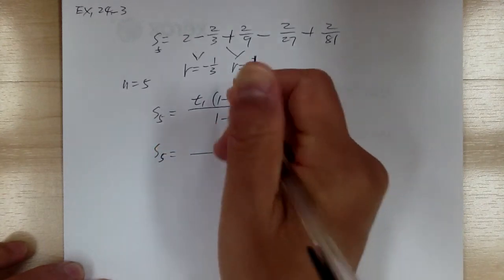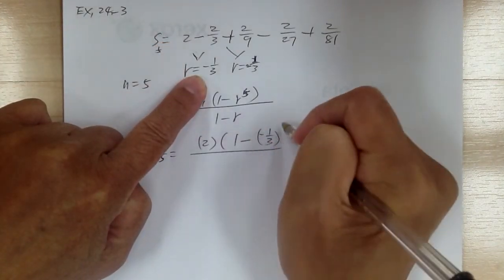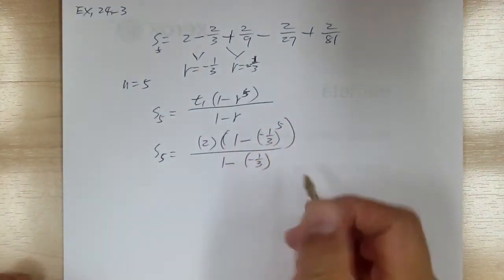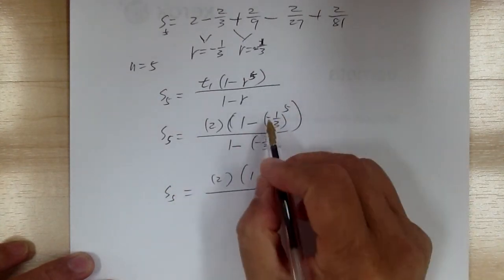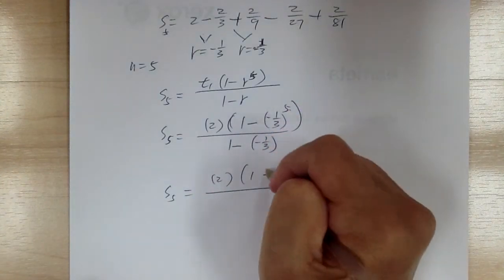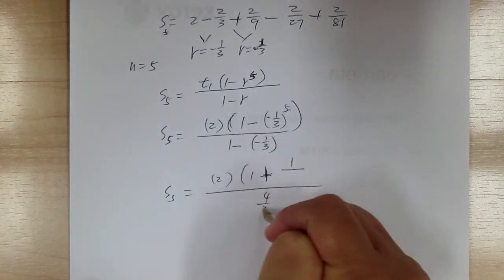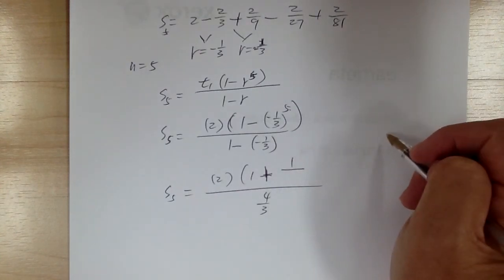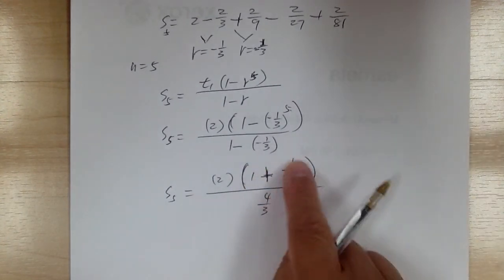So S5 equal to T1, the first term, which is 2, times 1 minus negative 1/3 to the 5th power, over 1 minus negative 1/3. So S5 will equal 2 times 1 minus, now negative to the 5th power is going to be negative, and 1 minus gives you plus. So it'll be 1 over, and this one you're going to add, so it can be 4/3. And 3 to the 5th power is going to be 243.